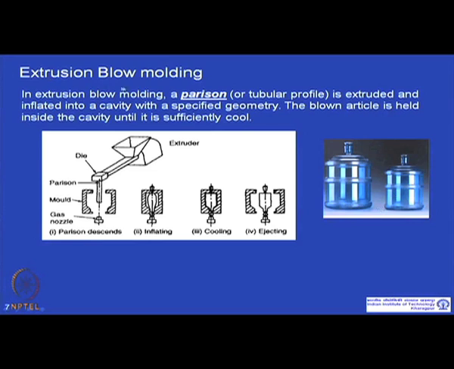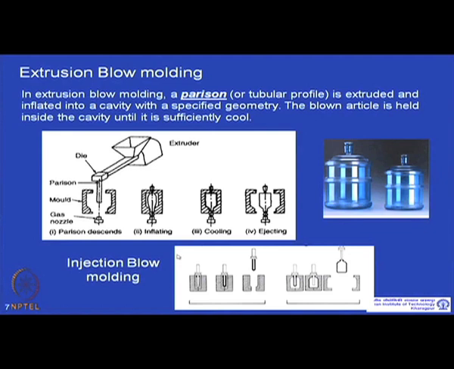Similarly, in addition to extrusion blow molding, injection blow molding can also be used, where this partition, this tubular profile, is injected in this mold, and the rest of the steps are similar, where the mold is inflated with the inert gas and then cooled and the part is taken out. So, injection blow molding and extrusion blow molding are similar, except for the way this partition is inserted in the mold. So, this scheme is shown here.